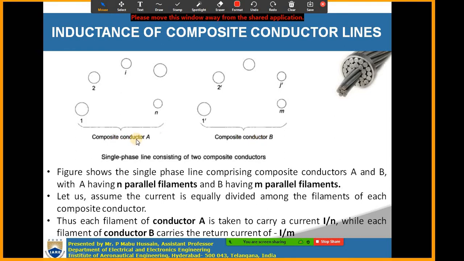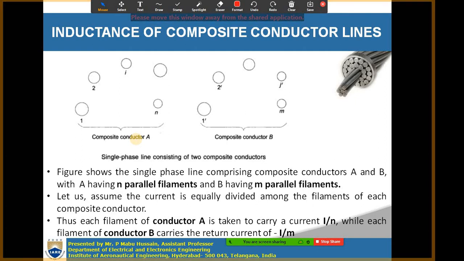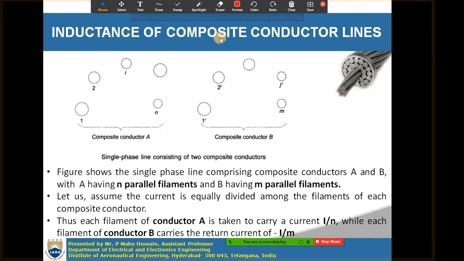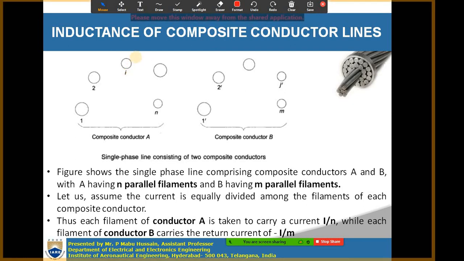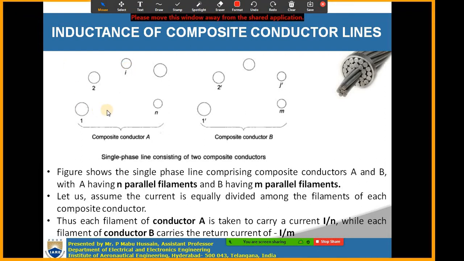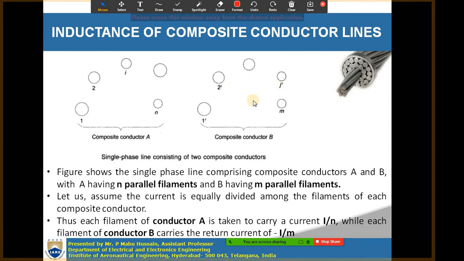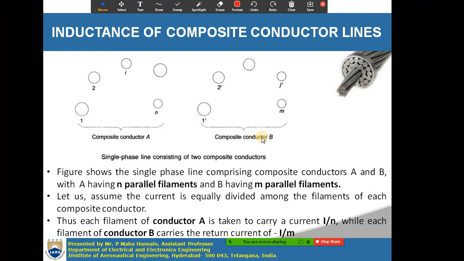A composite conductor has a number of strands inside it, and those strands may be made of different materials, which is why we call it composite. Some strands may be steel, some aluminum, some alloys. Conductor A has n strands, or filaments, and conductor B has m strands, represented with 1 dash, 2 dash, j dash up to m. So there are m strands or filaments in composite conductor B.